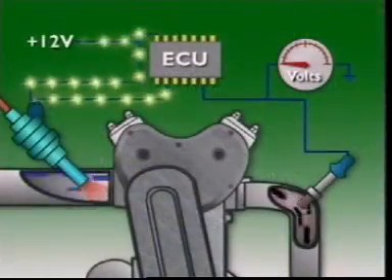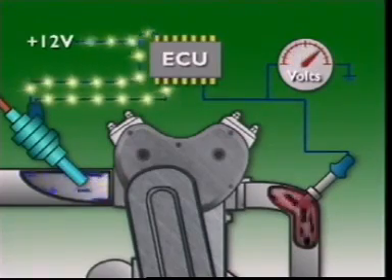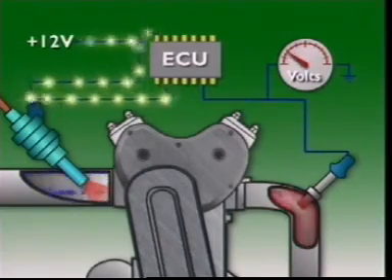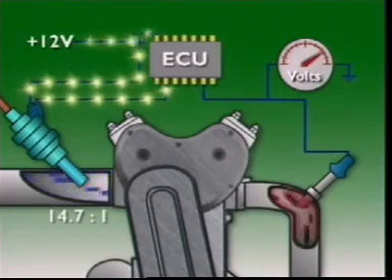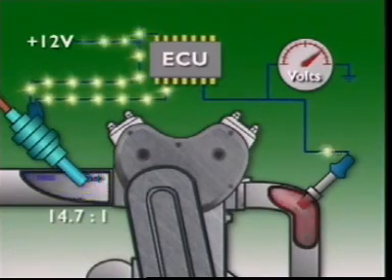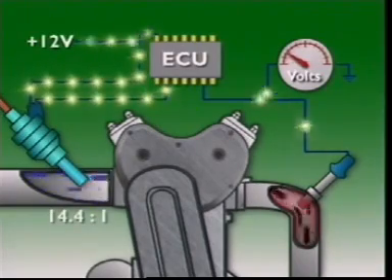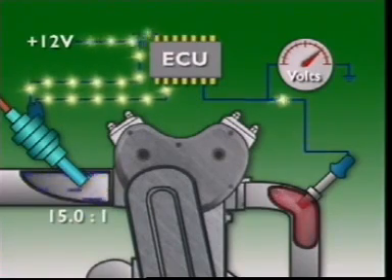When the lambda sensor reaches its operating temperature, around 350 degrees, it sends an output voltage to the control unit to signal whether the mixture is richer or leaner than a lambda value of 1, that is, the air-fuel ratio of 14.7 to 1, also called the stoichiometric point. When the mixture deviates from this, the output voltage changes sharply.